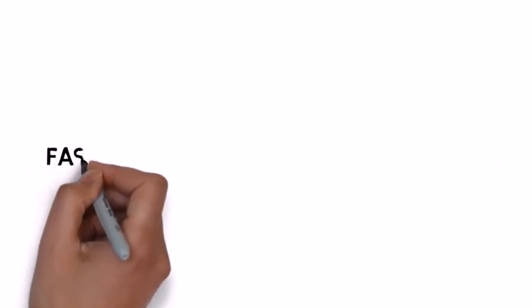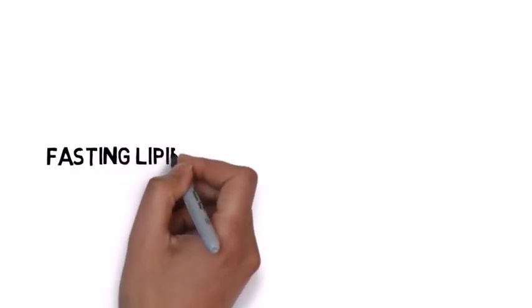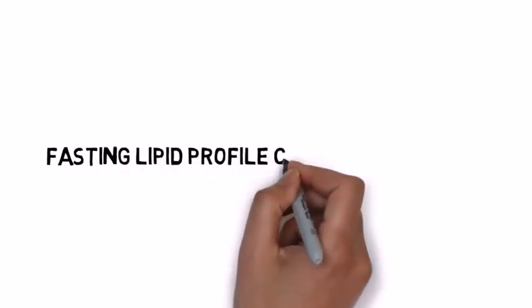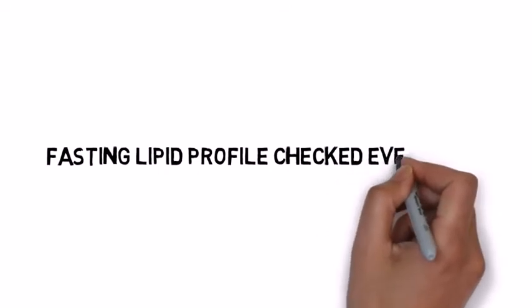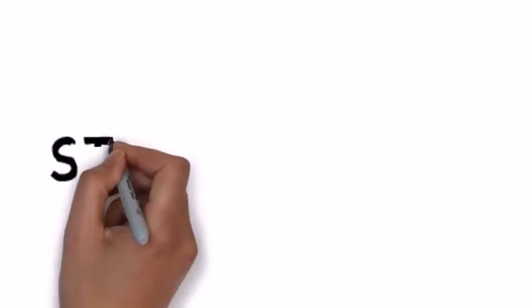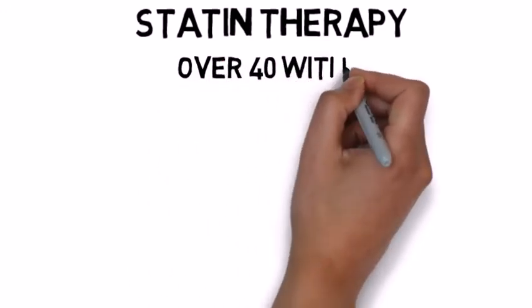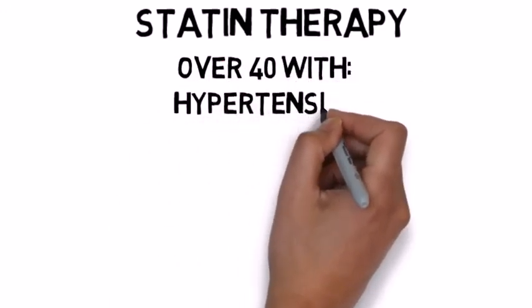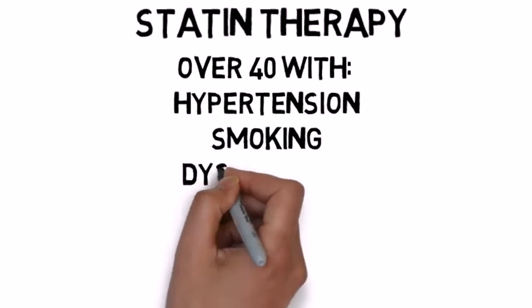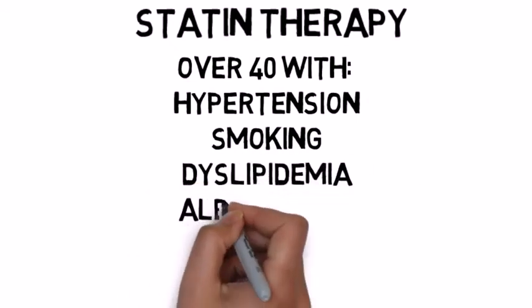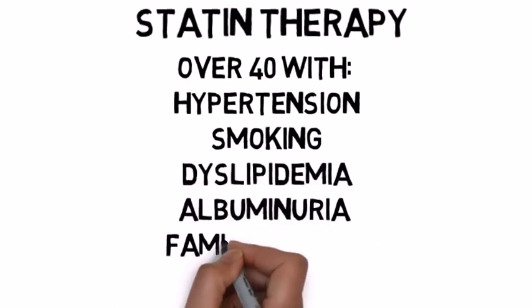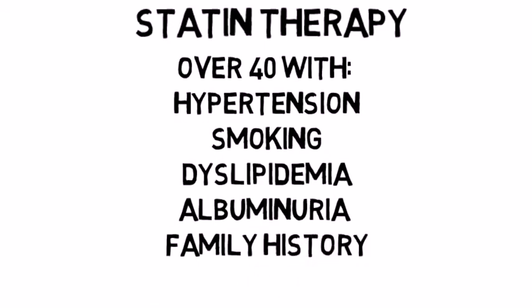What about cholesterol? In most patients with diabetes, a fasting lipid profile should be checked every year. Diet and exercise should be recommended for all patients. All diabetic patients should be given statin therapy who have cardiovascular disease or are over 40 with a history of hypertension, smoking, dyslipidemia, albuminuria, or a family history of cardiovascular disease.